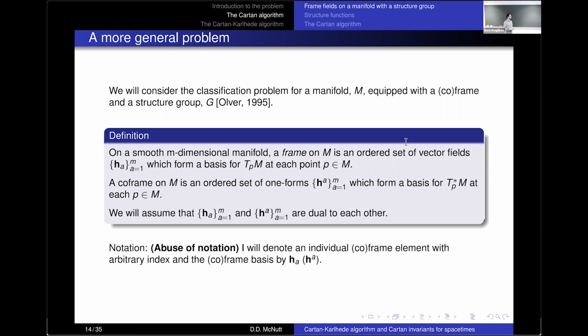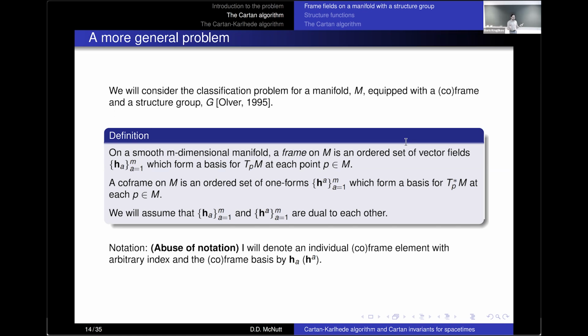And a coframe is the kind of dual concept. And I'm using dual here literally. So this is an ordered set of one forms, which forms a basis for the cotangent space at each point of the manifold. And I'm going to assume here, just so I can connect this back to the previous material, that they are dual to each other. So if I take the inner product of H_A with H_B, I get delta AB.